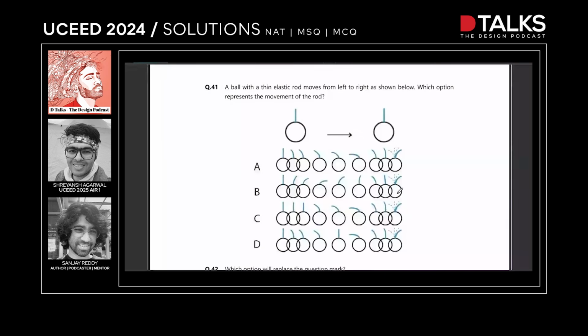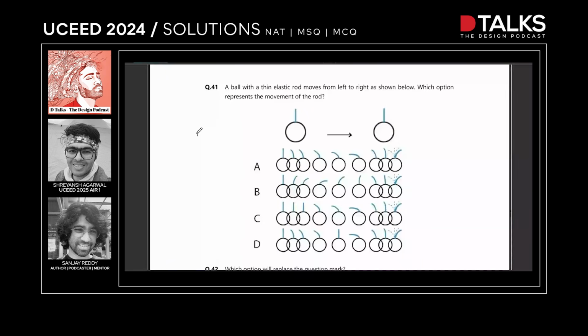A ball with thin elastic rod moves from left to right as shown below. Which option represents the movement of the rod? So it's a thin elastic rod, right? So it's not a pendulum. This is the mistake I made. I was so confused about this question for so long. ठीक है, I thought कि pendulum motion है फिर तो option like B makes the most sense कि थोड़ा बहुत कुछ ना कुछ जा रहा है ऐसा लग रहा है. But no, it's not a pendulum. You're moving the ball from left to right. ठीक है, और फिर उसके बाद rod तुम्हारी आगे आएगी.